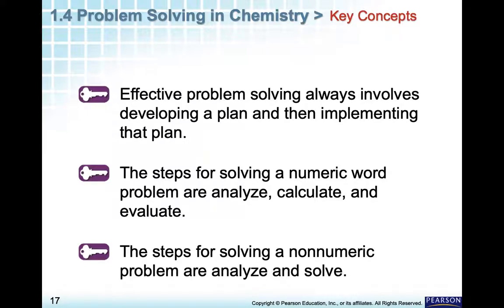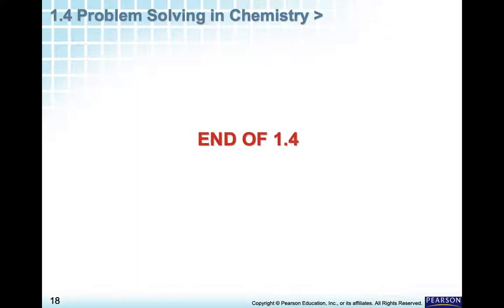Effective problem solving always involves developing a plan and then implementing this plan. The steps for solving a numeric word problem are analyze, calculate, and evaluate. The steps for solving a non-numeric problem are to analyze and solve. I cut that out because I figure you know that.